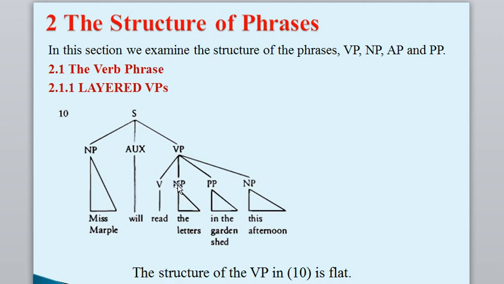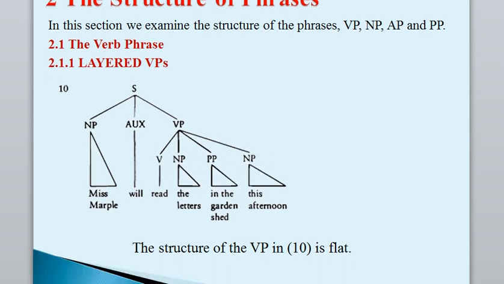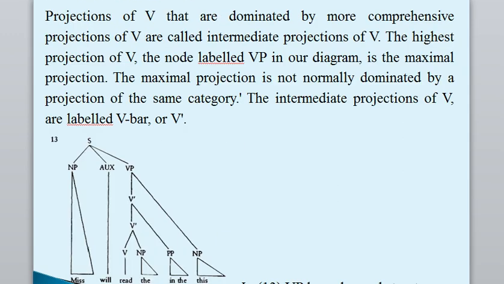dependents. The first one, the NP, the letters. The second one, the PP, in the garden shed. And the third one, again the NP, this afternoon. We call this kind of structure a flat structure. You see here, they are flat, near each other. So this is a flat structure. But projections of V that are dominated by a more comprehensive projection of V are called intermediate projections of V.